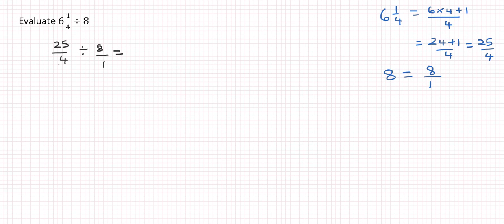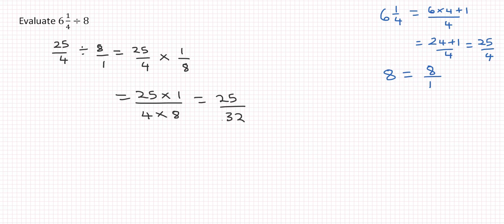Now, the next step is to remember that we leave the fraction to the left alone, and the fraction to the right, we have to flip the values. So we have 1 over 8, and then we convert this to a multiplication. So we have 25 multiplied by 1 over 4 multiplied by 8, which is going to give us 25 over 32, and you cannot further simplify.